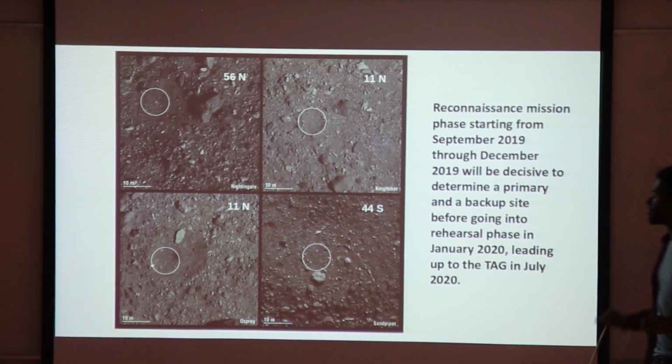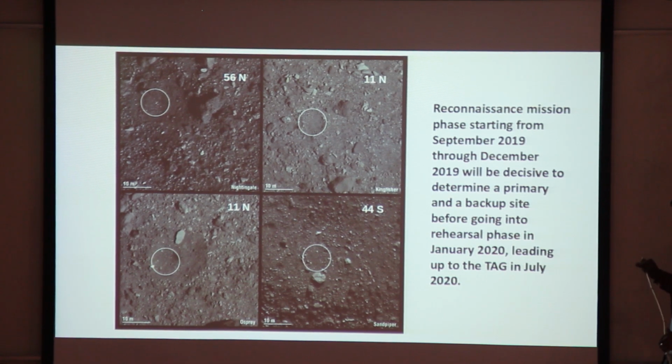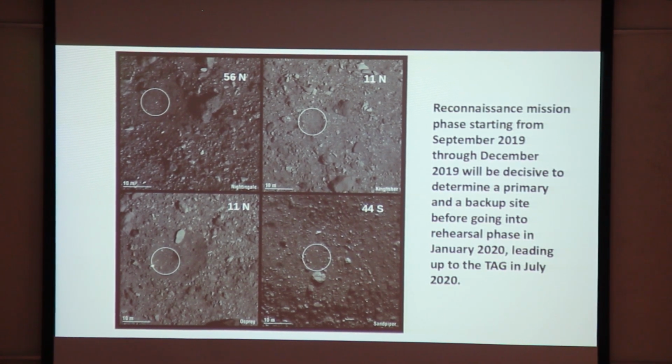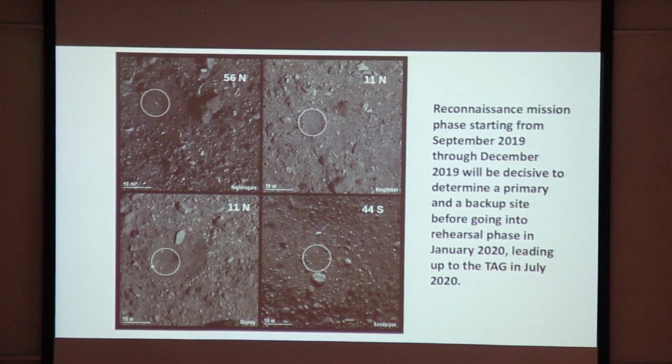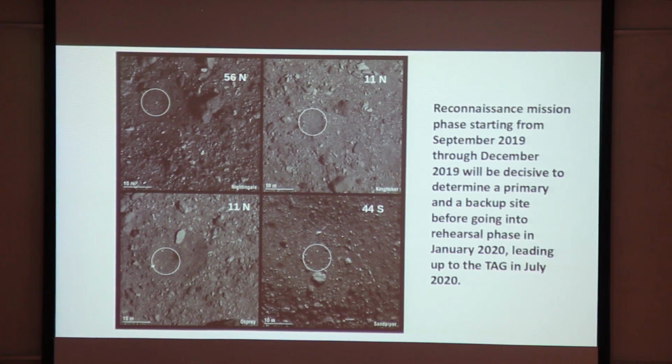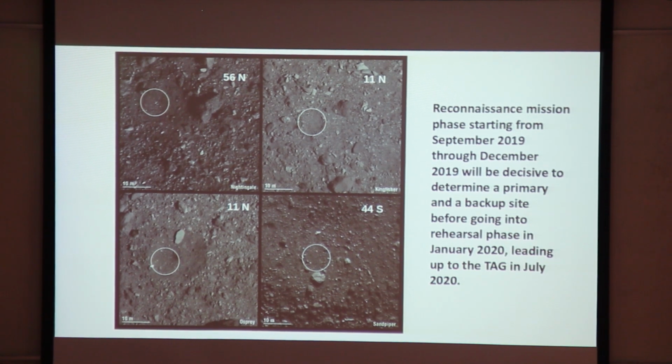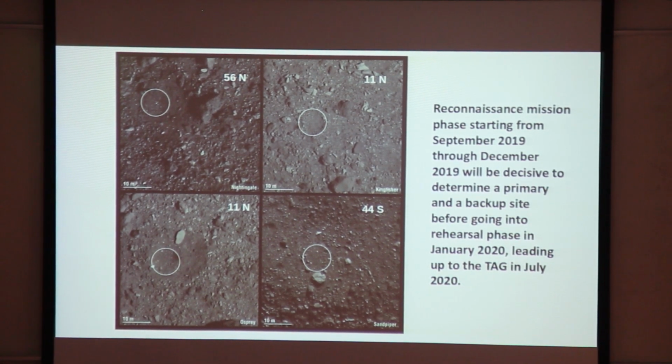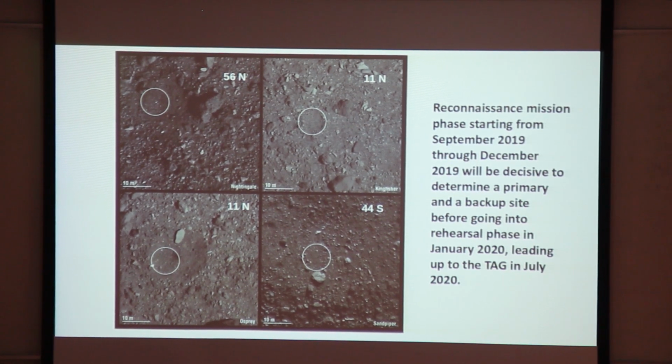Here is the site we looked at before. And here is the site. So these are the four base sites. Starting from several weeks in September, we are starting to get low-pass orbits to make better use of these areas and to characterize them spectrally with higher spatial resolution, and to nail down two sites, one as a primary and one as a backup, by December. And from next year's beginning, we will reassess to come down and use landmark tracking to autonomously guide the spacecraft as accurately as possible, and then go for the final touch-and-go.